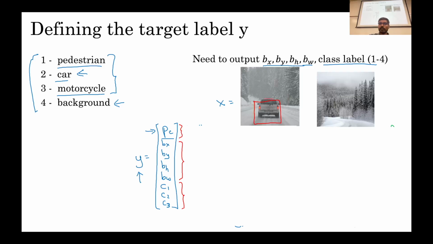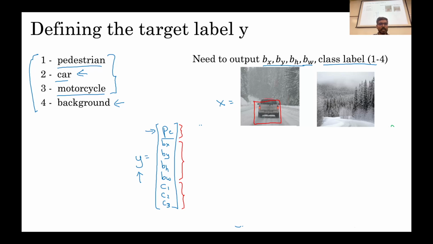Right, so now how can we use this when there are more than one objects in the image? We just expand this further, and then we define the target y as this vector. The first value here is the probability that an object exists in the image or not. The rest 4 numbers bx, by, bh, bw are representing the size and location of the bounding box, and then c1, c2, c3 are the probabilities corresponding to different classes.